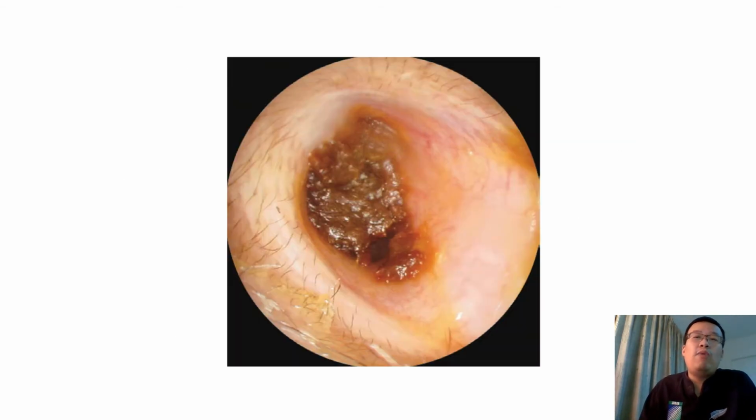So this is how wax looks like. It's a bit brownish. This is more in the Asian community. Brownish, wet, a bit moist. There's another type. It's a bit flaky, yellowish. Now, that's more in Westerners, but in certain Asian communities, you can also see that. So these are the two types of wax that are usually present.